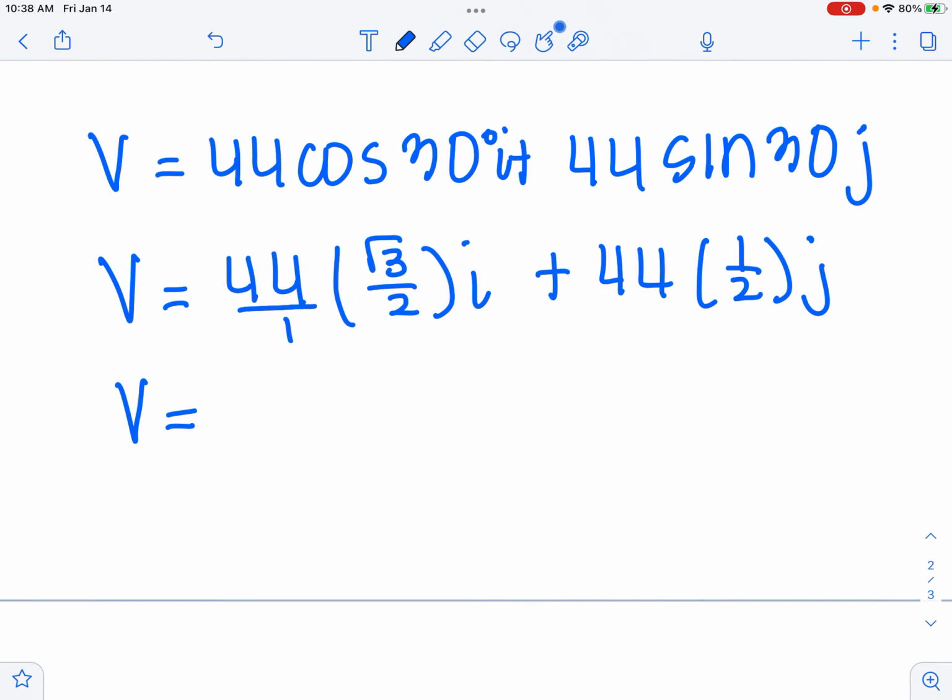All right, so I have V equals 44 root 3 over 2, but realize I can simplify 44 over 2, so I'm going to do that right now. 44 over 2. 2 goes into itself once.